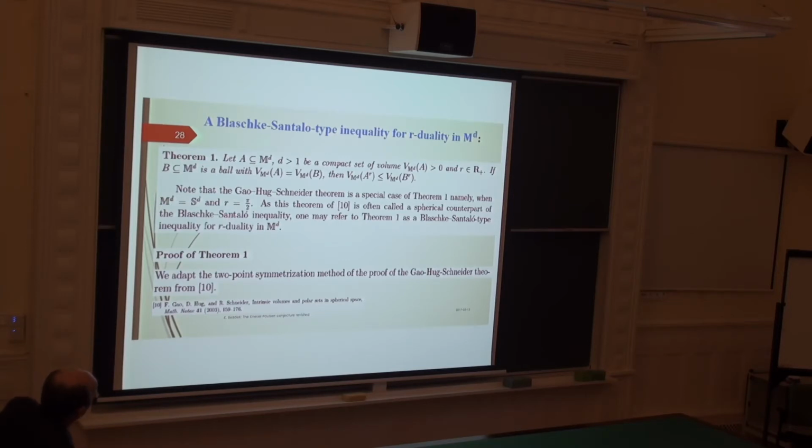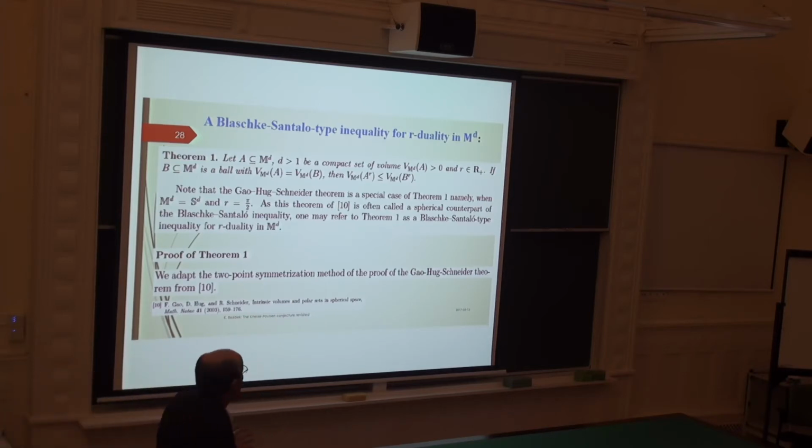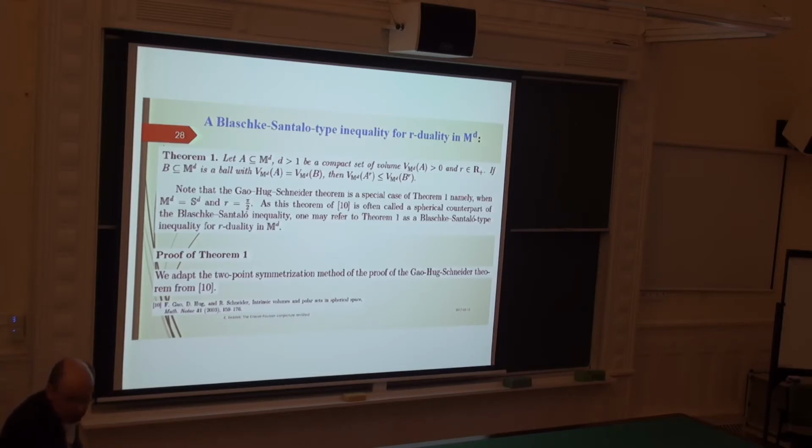So that's exactly what I'm generalizing here. Theorem 1 is a Blaschke-Santalo type inequality for these R-dual sets. It is phrased as follows. We take a compact set of some volume, and then we choose a radius. And then the inequality says that if we take a ball whose volume is equal to the volume of our compact set, then the R-duals behave nicely. The R-dual of our compact set A has volume at most as large as the R-dual of the ball. So that's the inequality.